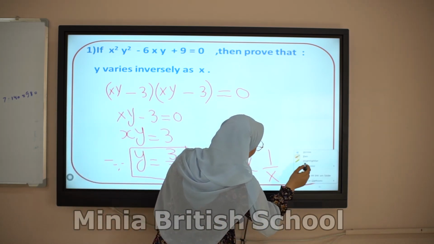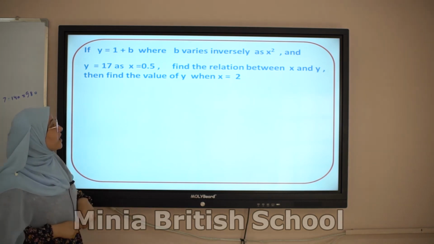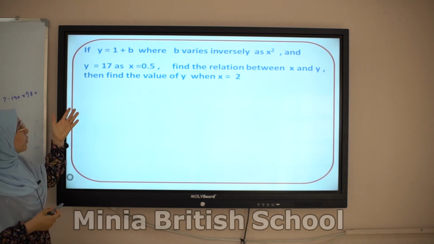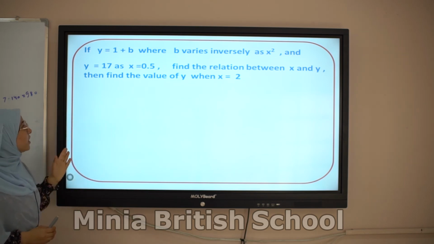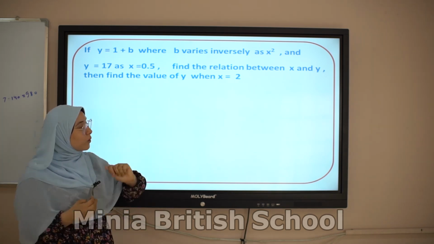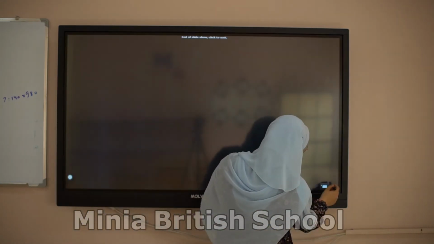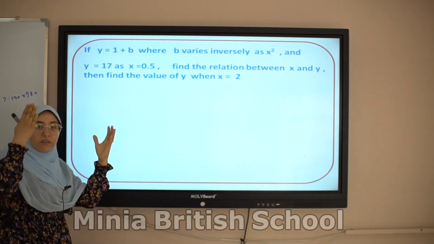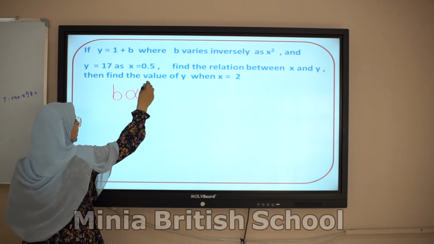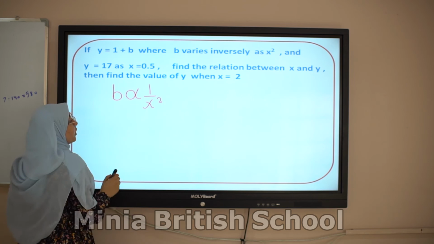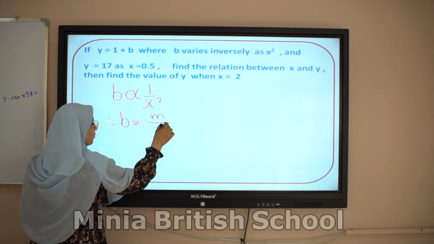Another exercise here. If y equals 1 plus p, where p varies inversely as x power 2, and y equals 17 as x equals 0.5, find the relation between x and y. Then find the value of y when x equals 2. Here you have the relation y equals 1 plus p, but p varies inversely as x power 2. Therefore p equals m over x power 2.